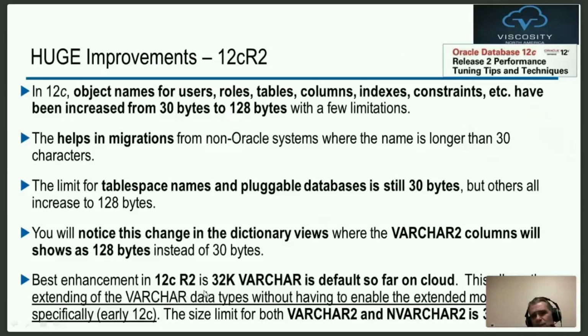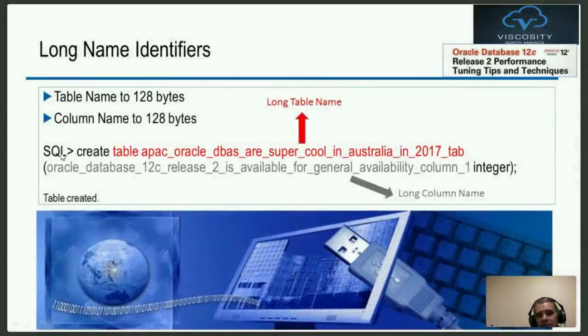Also, in 12cR2, you could have up to a 32K character VARCHAR, which is default on the cloud so far. I don't know if that'll change. And you can see an example of create table, APAC Oracle DBAs are super cool in Australia in 2017. What? 2018, make that. Hopefully this doesn't mess anything up. Francisco, you better send me a text if I have messed up the thing, changing that in 2018. But you can see I have ultra long names, and you can see my other Oracle database 12cR2 is available. See how long those columns can be. So you can be very, very descriptive if you want to be.